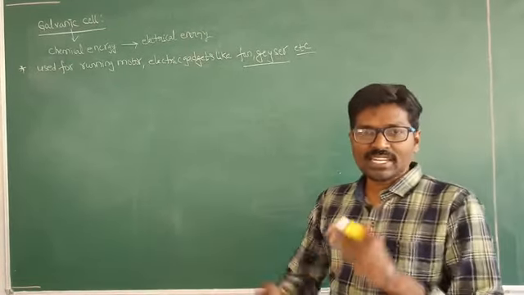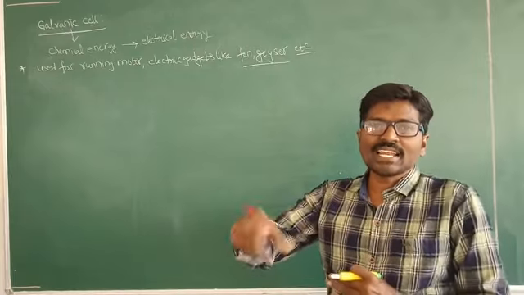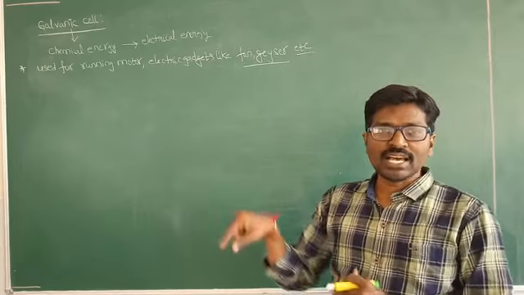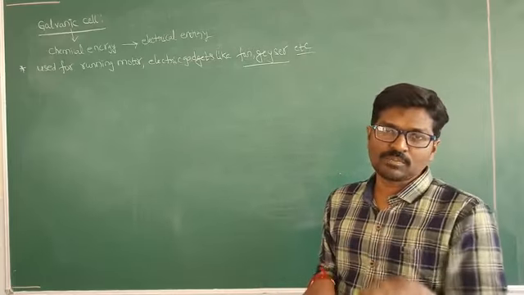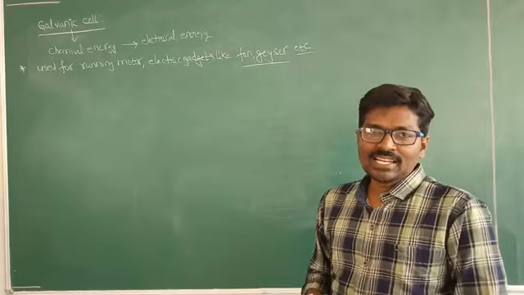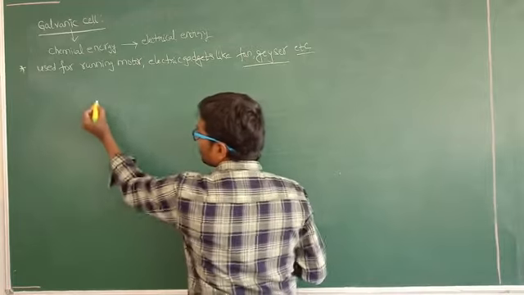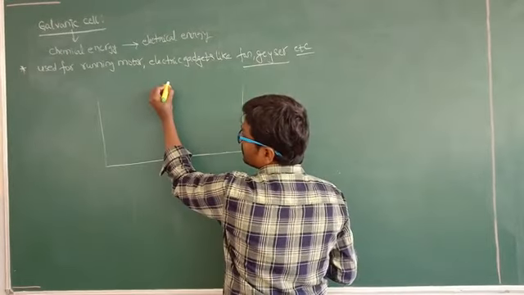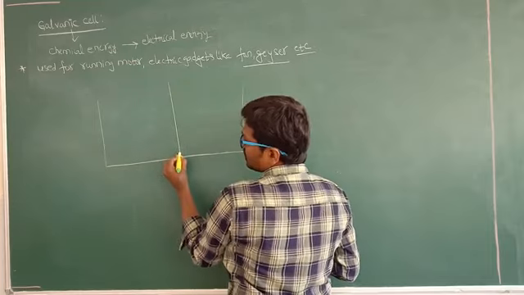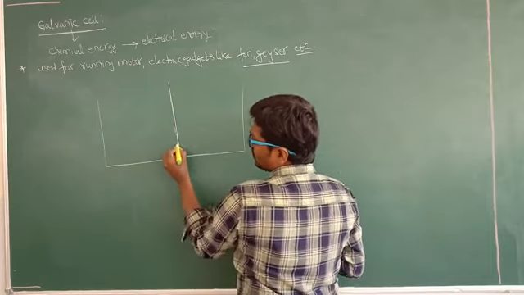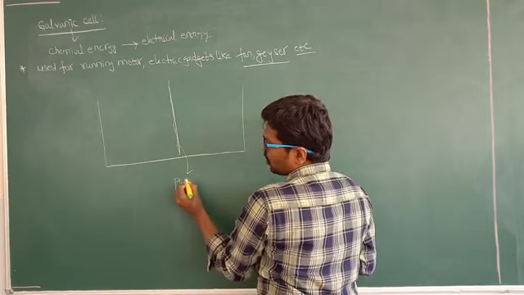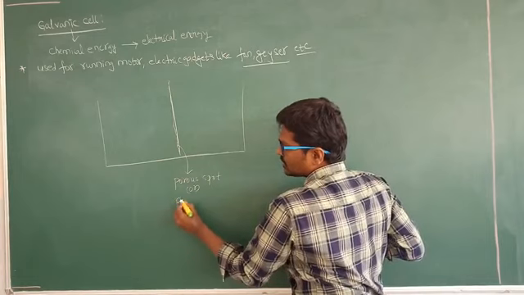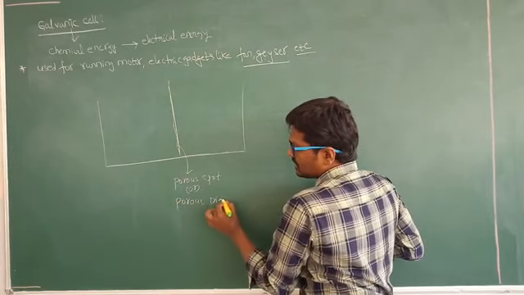Now, just to remember, what is the difference between the Daniel cell and the galvanic cell? In a galvanic cell, we use a salt bridge. But in the Daniel cell, we take only one measure, and this is the important part: the porous pot or porous diaphragm.